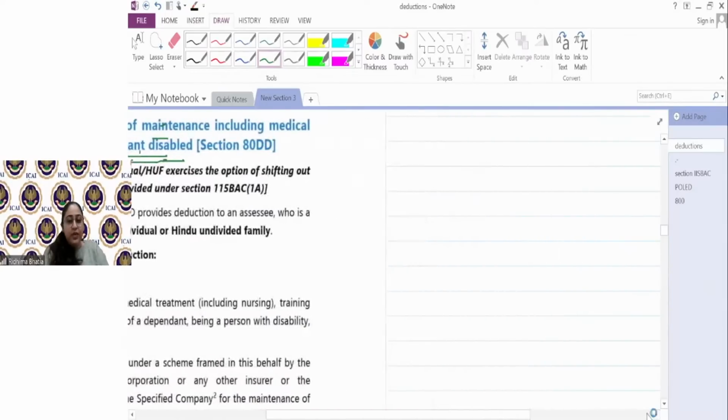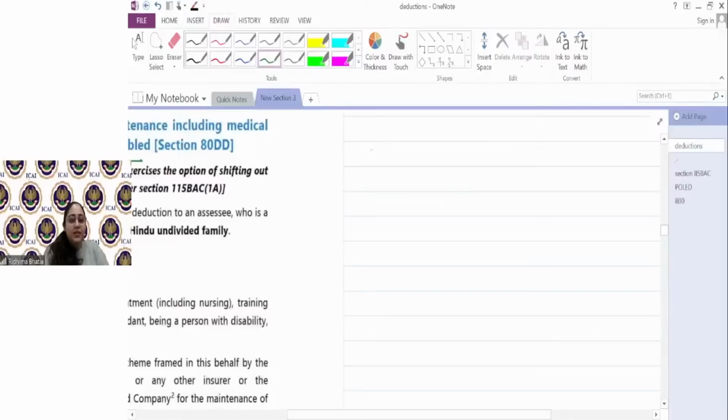So if I start making that table, who will get this deduction? The eligible assessee in this case would be a resident individual or HUF. For what will he get the deduction? If he is maintaining or treating a person who is fully dependent on him. Suppose Mr. X is an individual whose brother, Mr. J, is disabled and fully dependent on Mr. X. So who will claim the deduction here? Mr. X would claim the deduction.